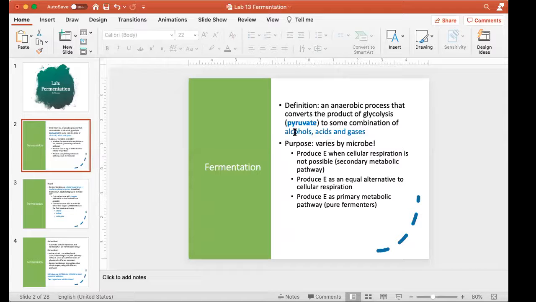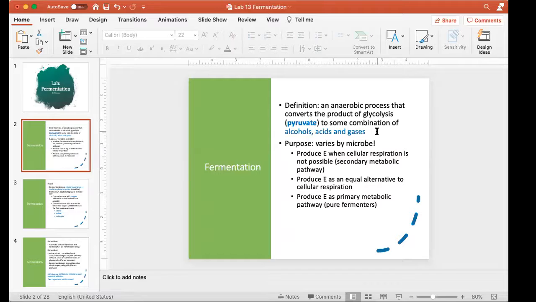In cellular respiration, pyruvate is going to go through a process called pyruvate processing. That's easy to remember. And then into the Krebs cycle. In fermentation, the pyruvate is going to be converted into some combination of these products. So that's our definition of fermentation.